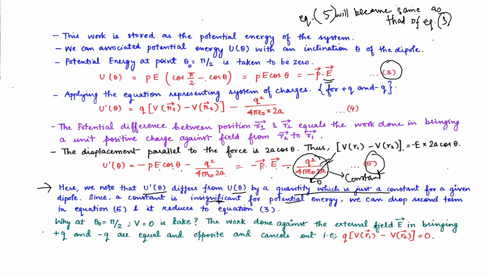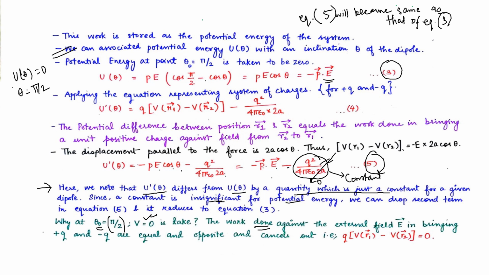Now, theta naught is taken as pi by 2 for making the potential equal to 0. Here we have seen that to make the potential 0, we have taken U at theta naught equal to 0, where theta naught was pi by 2. Why so? Here is the answer.